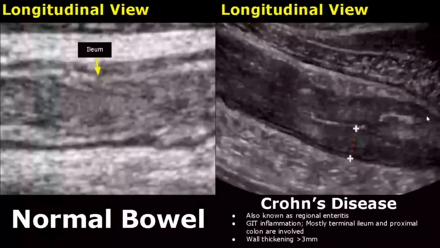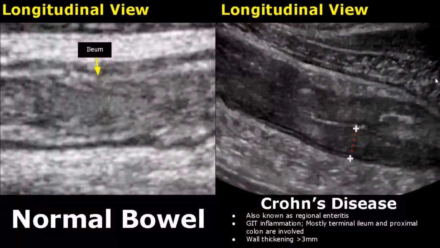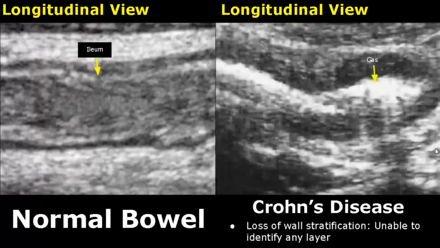Crohn's disease, which is also known as regional enteritis, is a GIT inflammation that mostly affects terminal ileum and proximal colon. These images are of ileum, and here we can see thick bowel walls. The thickness is greater than 3 millimeters. Loss of wall stratification will also be seen. We are unable to identify any layer of the bowel. This hyperechoic structure is gas, and there is some shadowing as well.